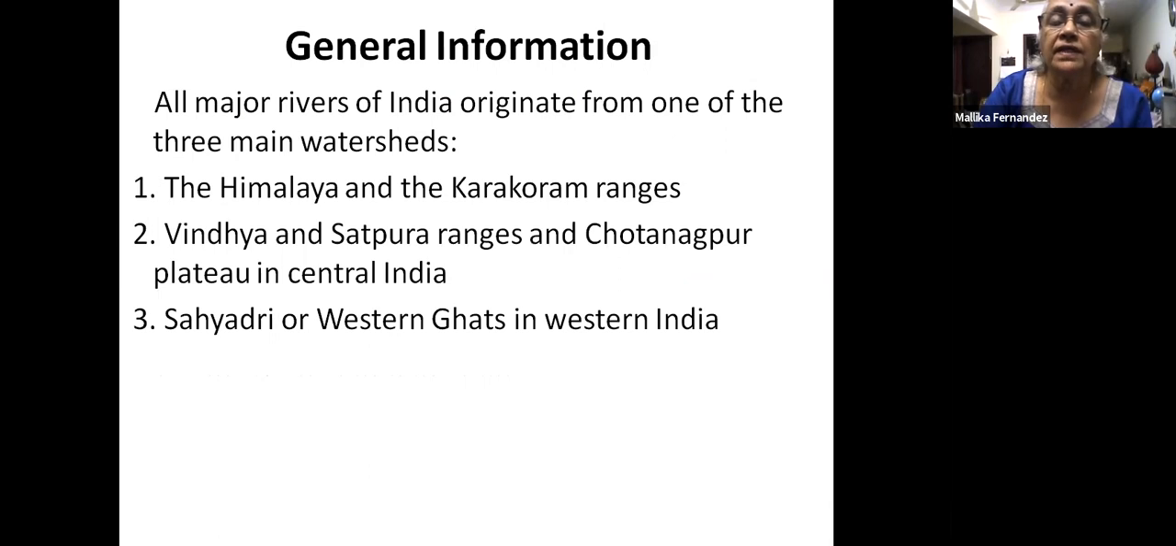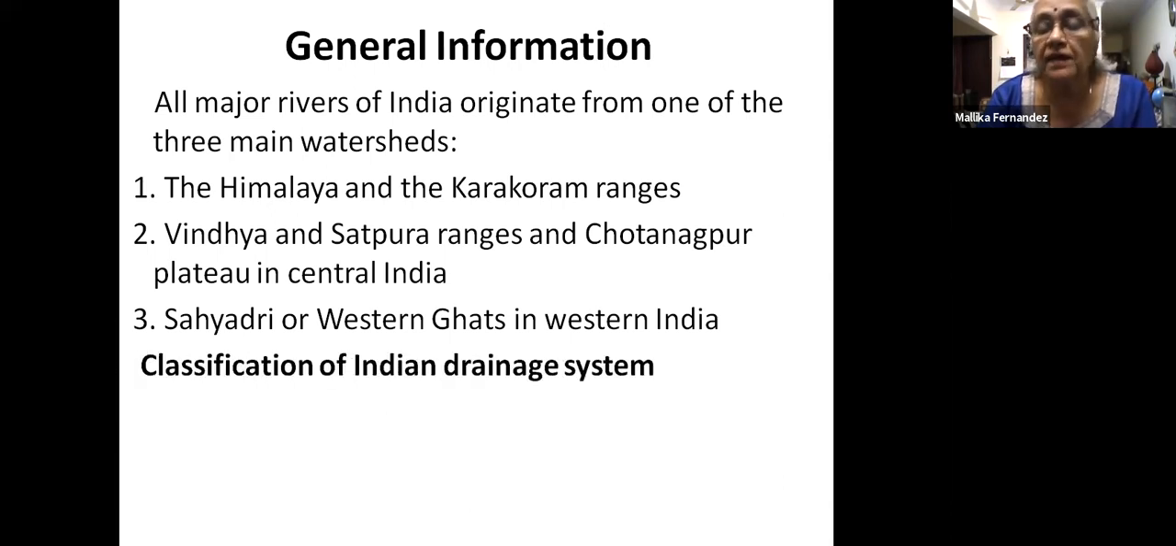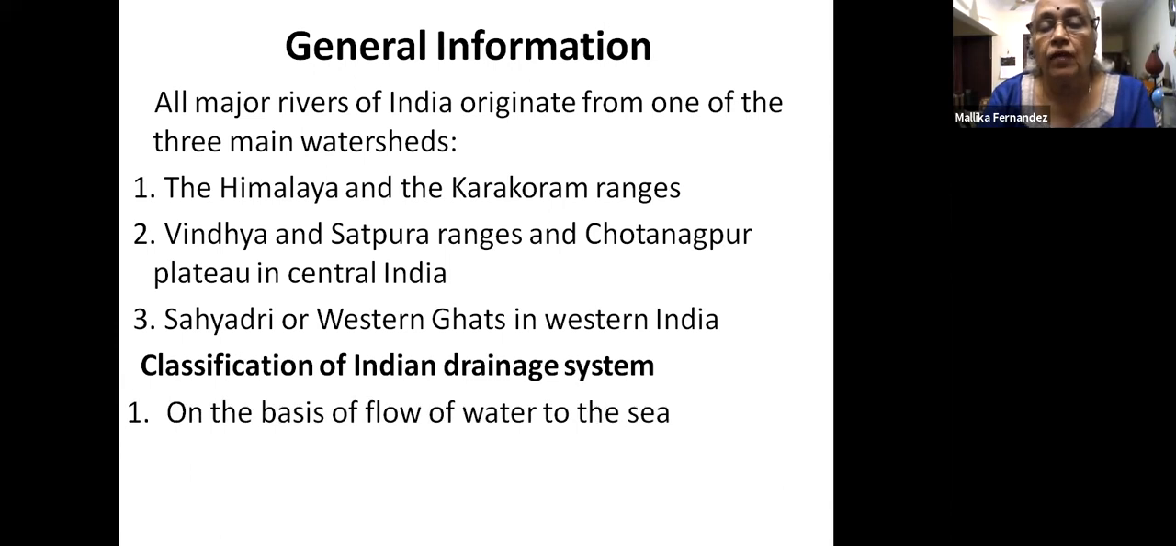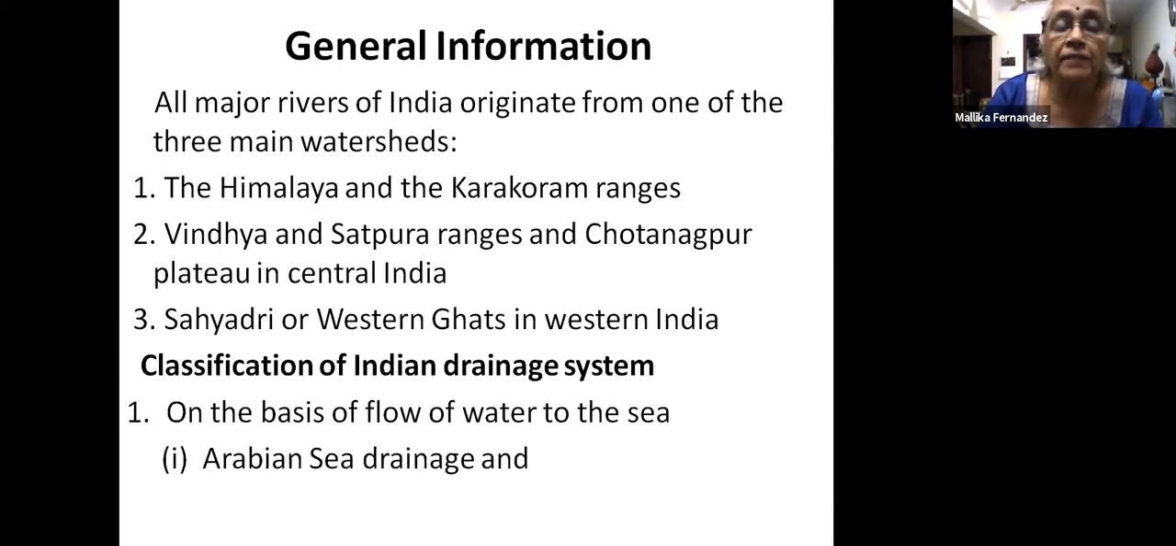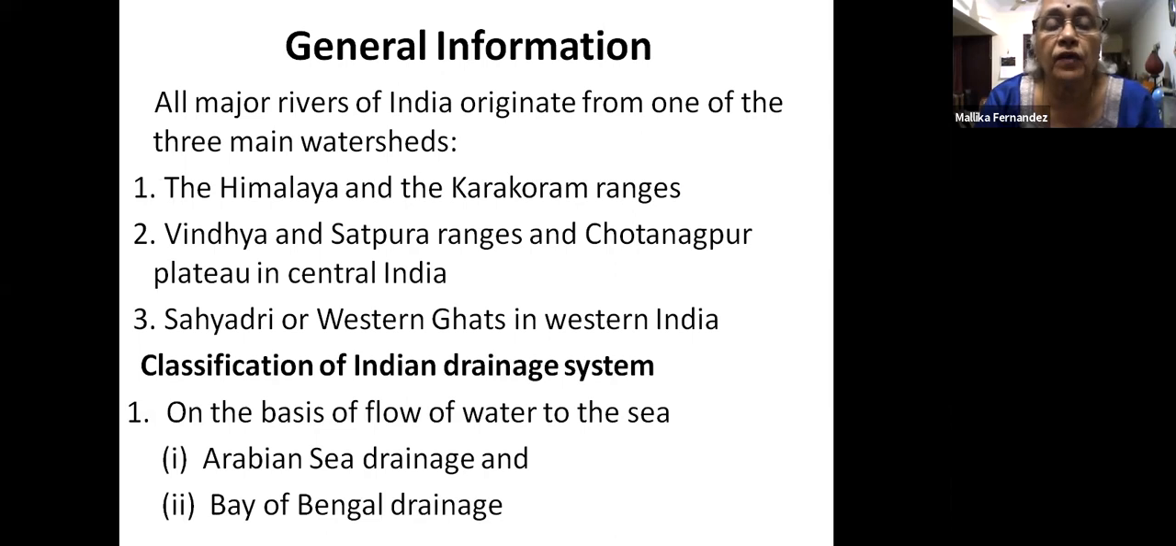So these three will decide whether the river has water throughout the year or whether it is seasonal, right? So 2 and 3 are seasonal. Okay. And the Himalayan rivers, Karakoram ranges rivers, they have water throughout the year and they are perennial. So you can actually classify the Indian drainage system, one, on the basis of how the water reaches the sea or where the river is flowing. On that basis, we have Arabian Sea drainage and we have the Bay of Bengal drainage.